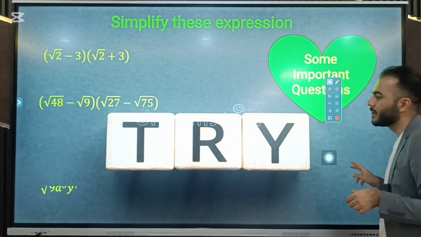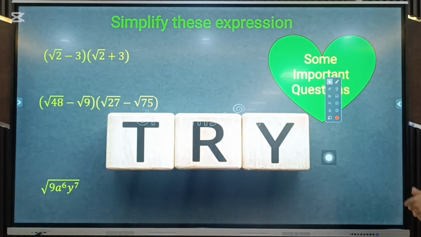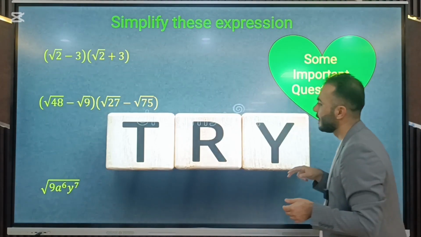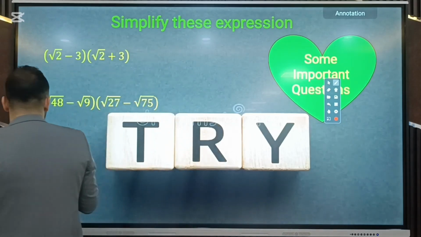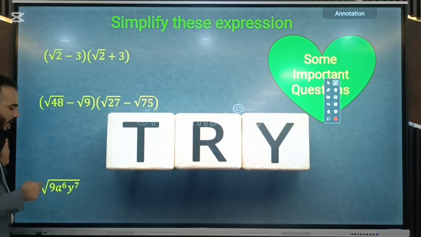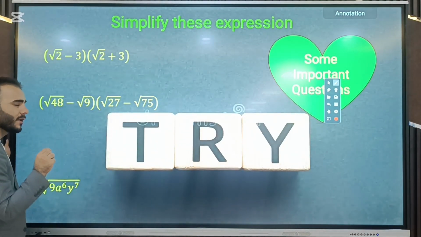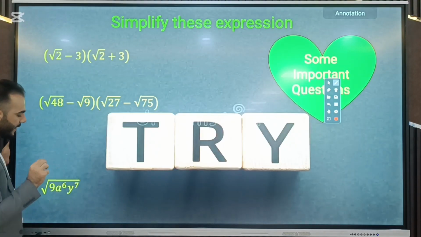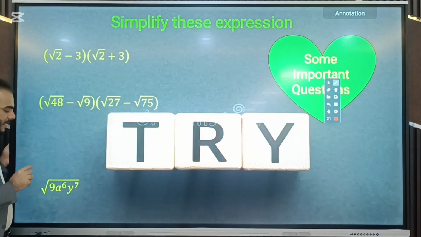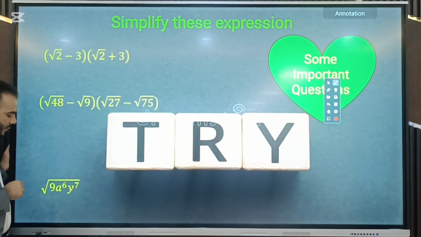Okay, do we have any other question? Yes, we have got it. Something similar to the previous slide that we discussed. Let's just do it. Square root of 9, a to the power of 6, y to the power of 7. There is something here, guys, I want you to focus on it and see how we are going to deal with this kind of question.